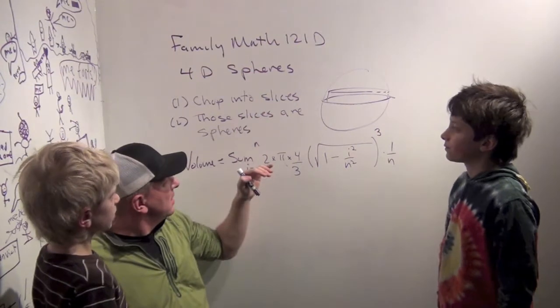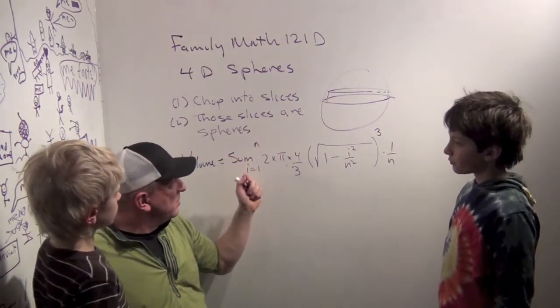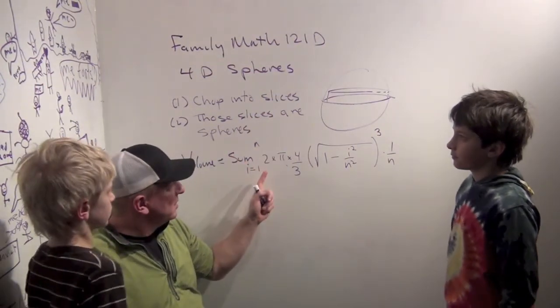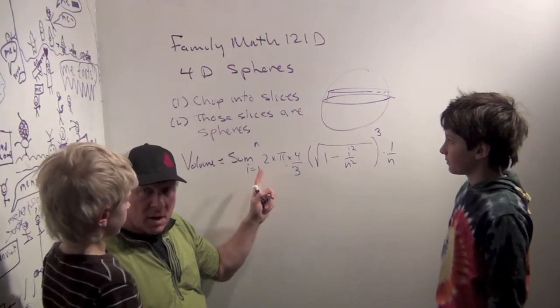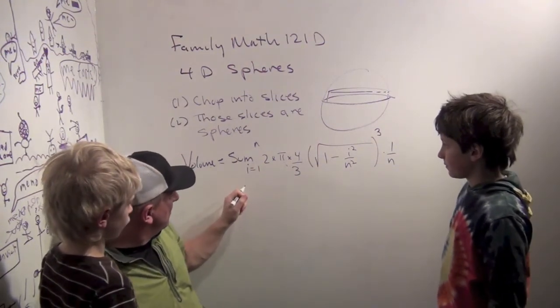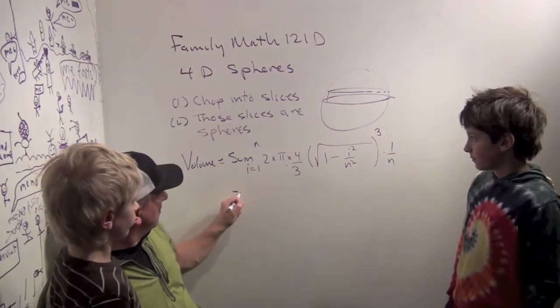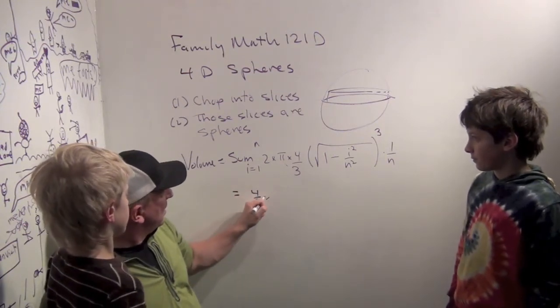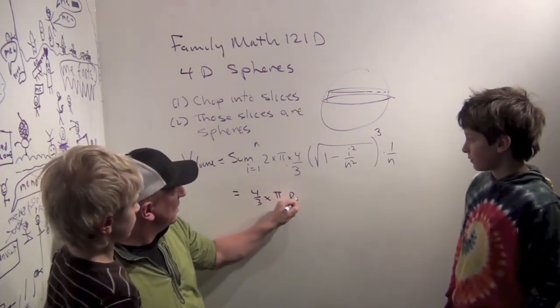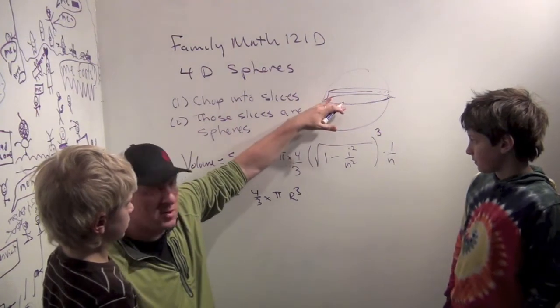But it would be a similar picture for 4 dimensions, but the slices, just like you said, would be spheres. In the last movie, we came up with this formula, and it comes from our volume of the sphere formula, which says the volume of a sphere is 4/3 times pi times the radius cubed. So that's our slice, right?